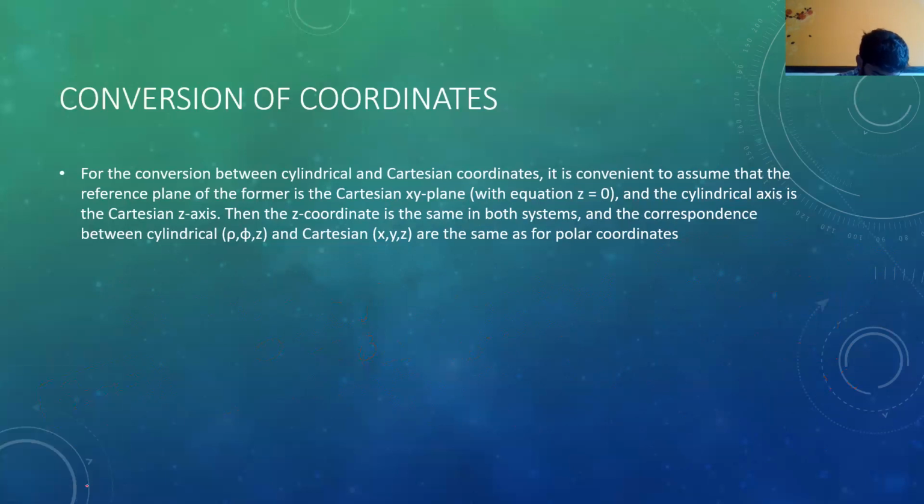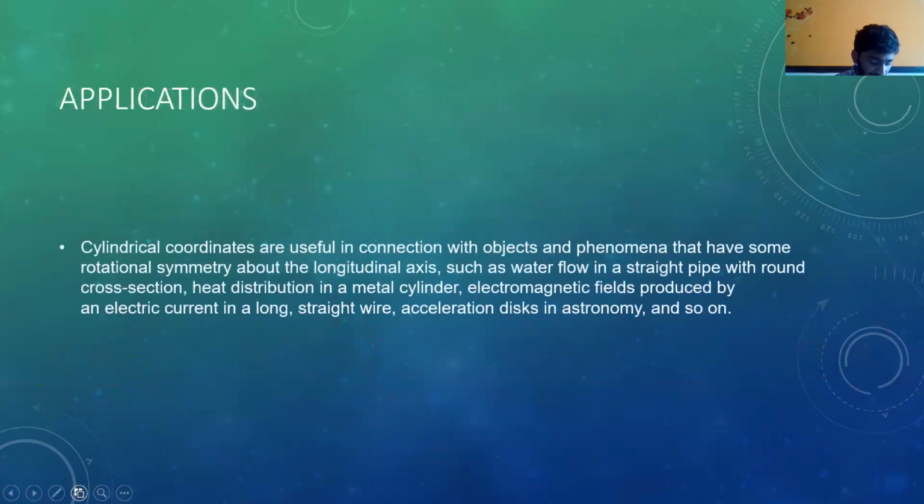Applications. Cylindrical coordinates are useful in connection with objects and phenomena that have some rotational symmetry about the longitudinal axis, such as water flow in a straight pipe with round cross section, heat distribution in a metal cylinder, electromagnetic fields produced by an electric current in a long straight wire, and accretion disks in astronomy. Suppose this is a long current carrying straight wire. The EMF generated here can be calculated through the cylindrical coordinate system.